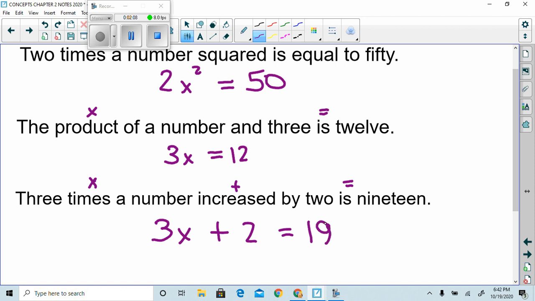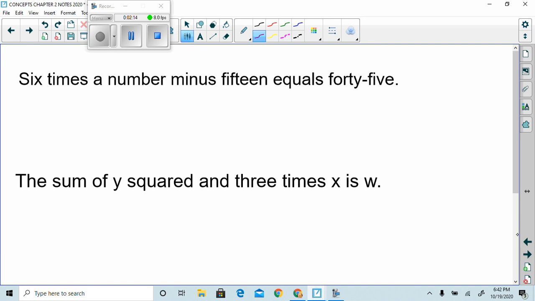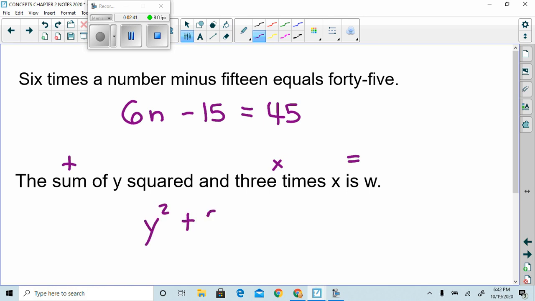We don't have to solve anything. We're just translating. Let's keep practicing. 6 times a number, let's use n, 6n, minus 15 equals 45. Some of them are very straightforward and easy to translate. The sum, that's telling me to add, of y squared and 3 times a number x is w. This time they told us what variables to use.